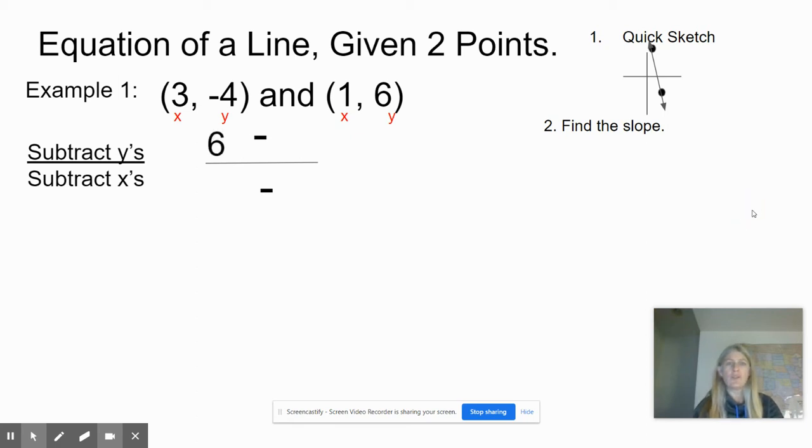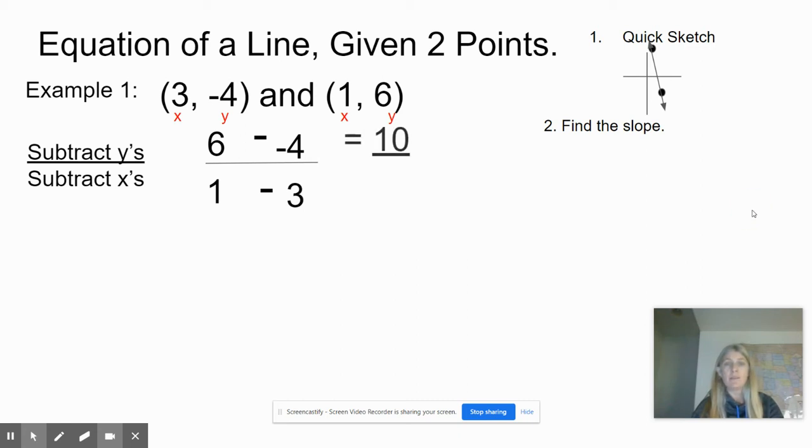We have to choose one of our points to start with, and I always start with the number that's bigger for my y value. So I'm going to pull that 6 out from the second ordered pair. I'm going to subtract the other y from the other ordered pair, and that is a -4. So for my numerator, I have 6 minus -4. For my denominator, I have to start with the same ordered pair. Because I started with the 6, I have to start with my 1. I'm going to subtract my other x from the first ordered pair, and that is 3.